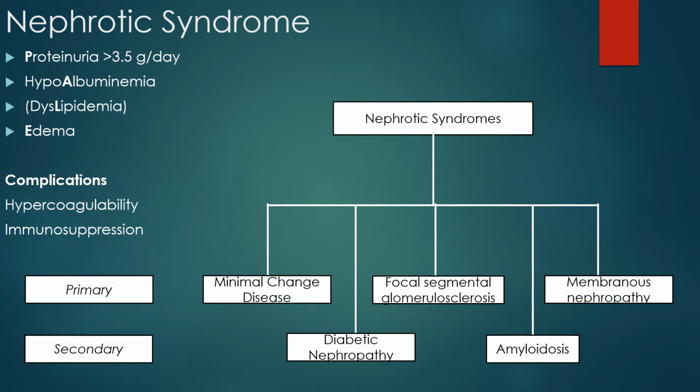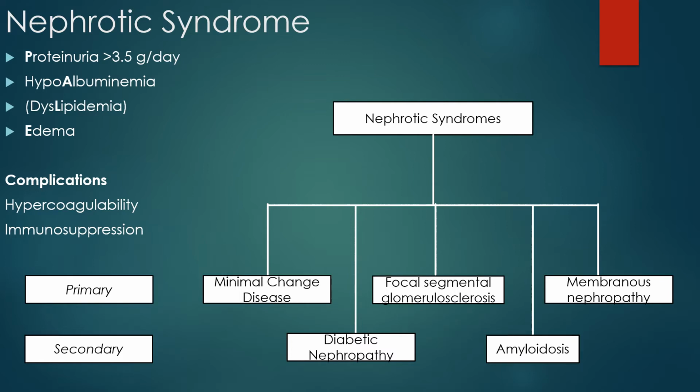You'll notice that I have the dyslipidemia in brackets because it's not part of the diagnostic criteria, but instead is a result of nephrotic syndrome, whereby the liver tries to respond to the rapid drop in proteins in the serum by overproducing other proteins as fast as possible, which are cholesterols. Now, the complications of nephrotic syndrome include a hypercoagulable state due to the loss of antithrombin 3 and relative immunosuppression due to the loss of immunoglobulins into the urinary space.